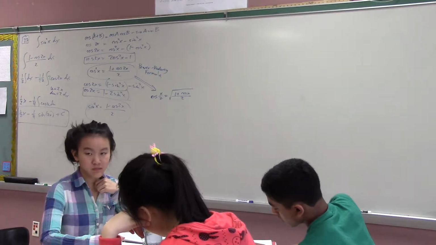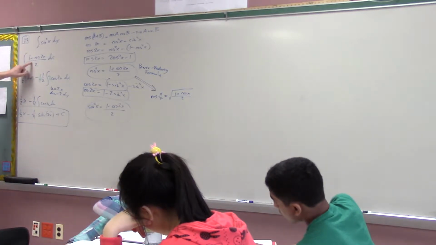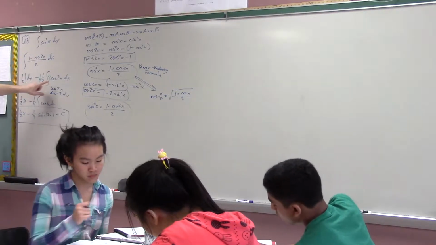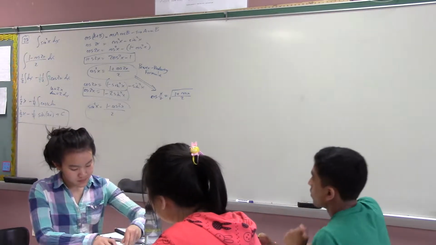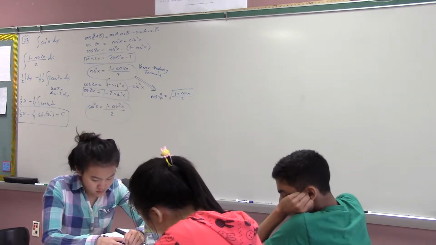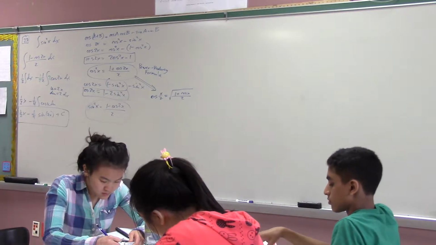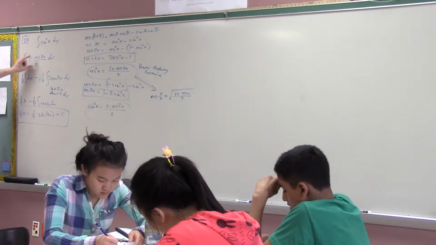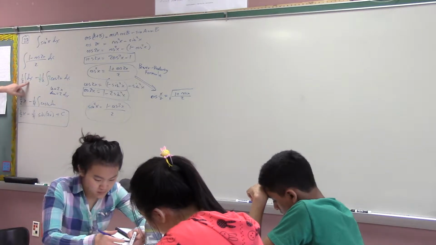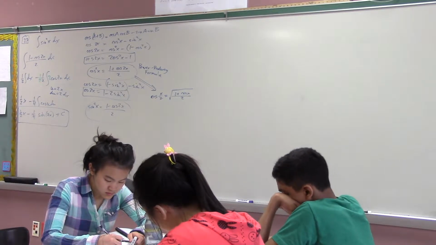Wait, why is it only 1 half x? I split up this into 1/2 minus 1/2 cosine 2x. When I did the substitution, I just put the 1 half back. Oh, right, I have to split it up. This is just two things, a 1/2 minus a 1/2 cosine 2x. That's just 1/2 x, but this one requires the use of substitution. Are you with me? Okay, good.